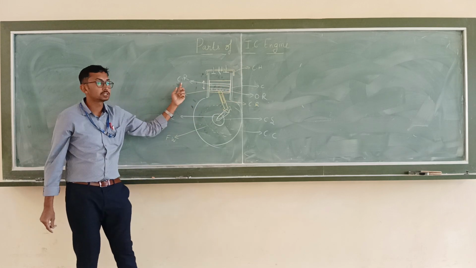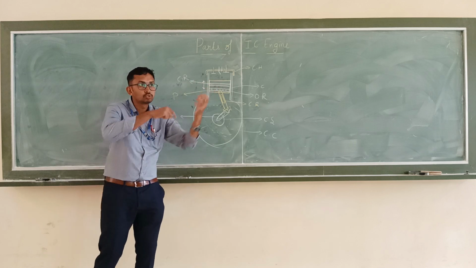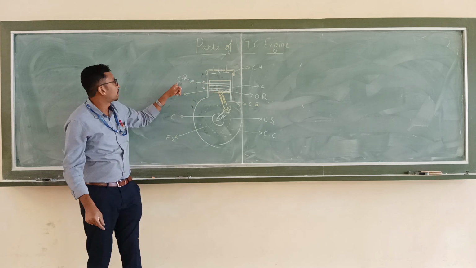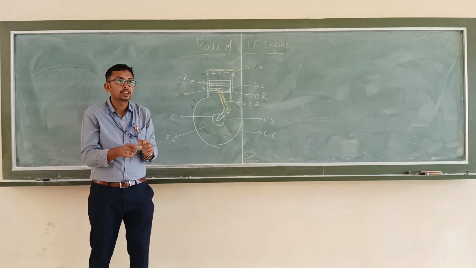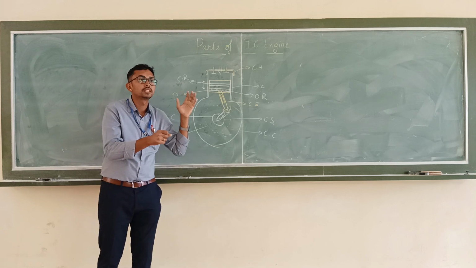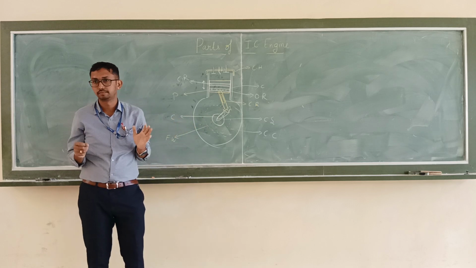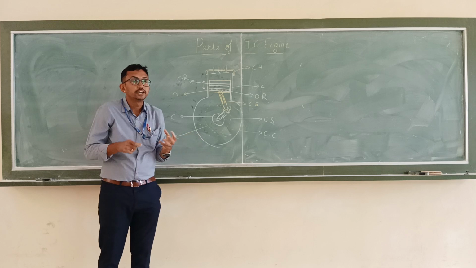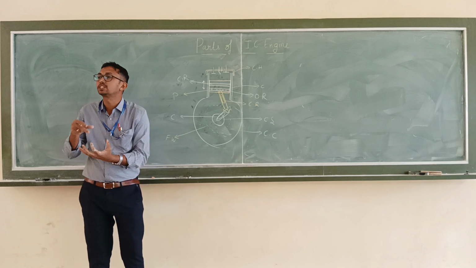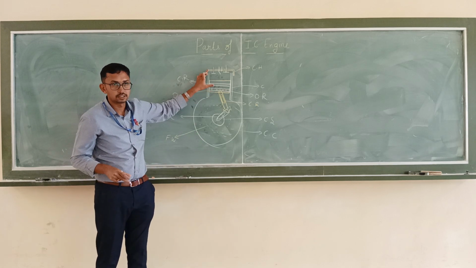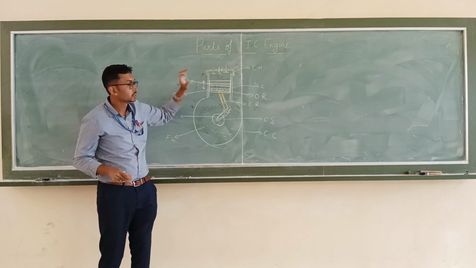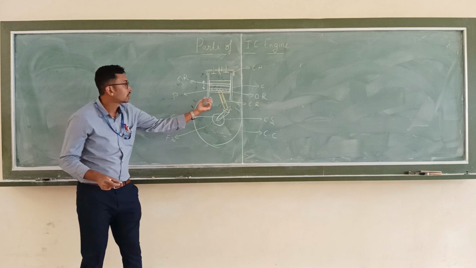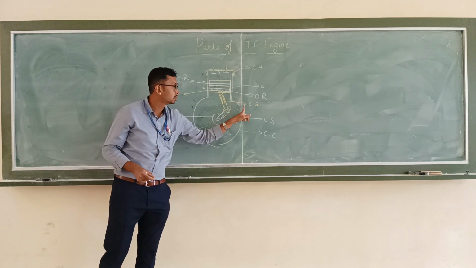What are the compression rings? There will be small grooves made on the piston, and the compression rings maintain a tight seal between the cylinder and the piston. Next, what is the purpose of oil rings? It is going to extract the excess oil present in the cylinder. Is it clear? So that is about the piston. What is the next component I discussed? Connecting rod.